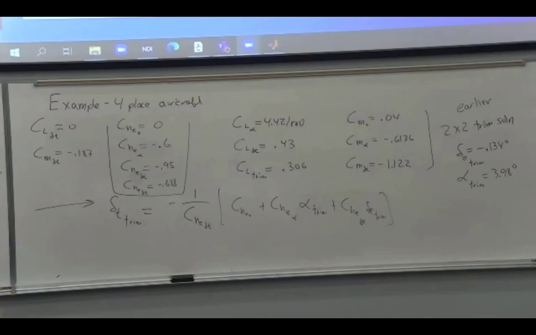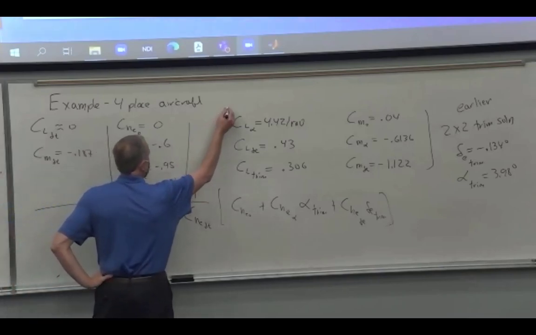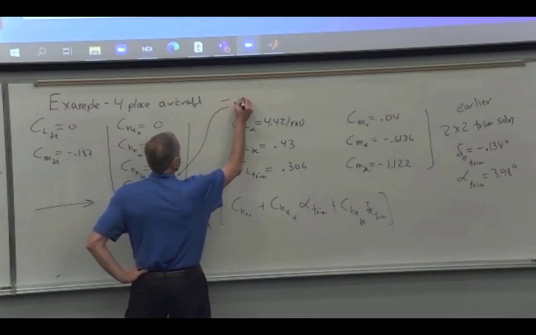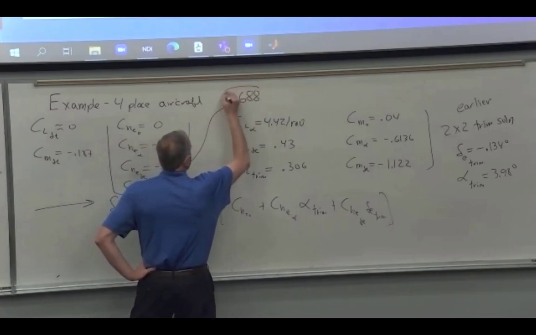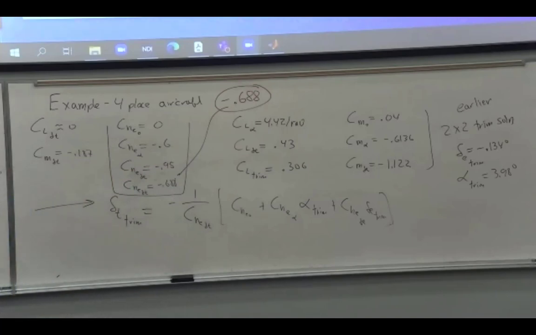I was asking about CHE alpha, minus 0.6. Yeah, somebody can't read this. This is minus 0.688. And after we do the 2x2 plugged into this, then we're going to do the full 3x3 problem.